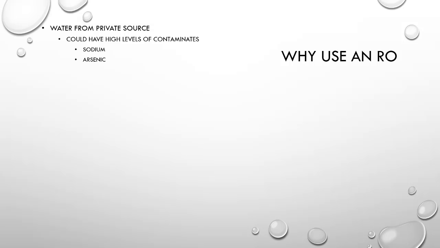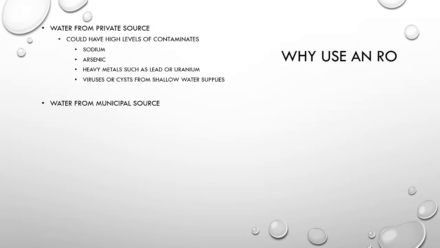Arsenic. Now, arsenic's a complicated contaminant to remove. An RO is a good option. It's not the only option and not necessarily the best option. Heavy metals such as lead or uranium, and viruses or cysts from shallow water supplies. Water from a municipal source: chemicals, chlorine, and chloramines, which is of course derived from chlorine and ammonia. Volatile organic compounds, VOCs, that's solvents, gasoline, taste and odor. Obviously an RO is fantastic for both of those issues.